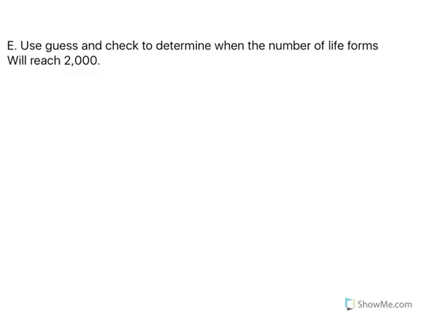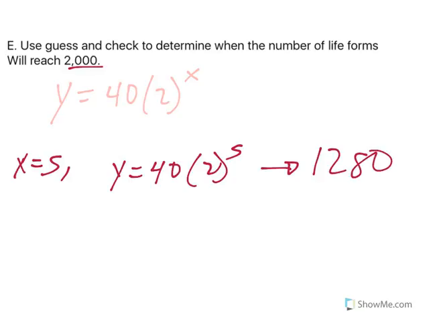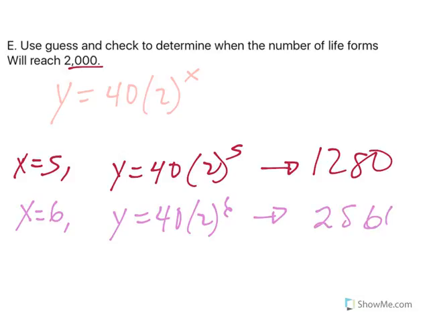Okay, so we can use guess and check to figure out when we're going to reach 2,000. So I have this model. And first you might say, well, let's start with 5. So if I say x is 5, then I would plug it in. y equals 40 times 2 to the 5th, and that's going to give me an answer of 1280. Well, that's not big enough. I need 2,000. But I know it doubles. Let's try 6. So y equals 40 times 2 to the 6th power, and that gives me 2560.